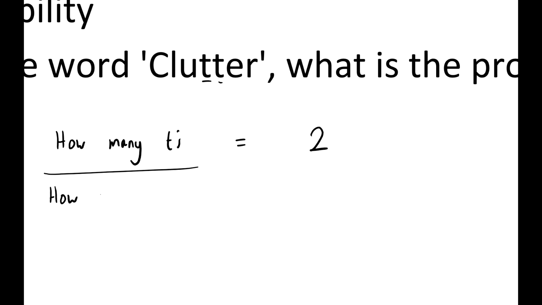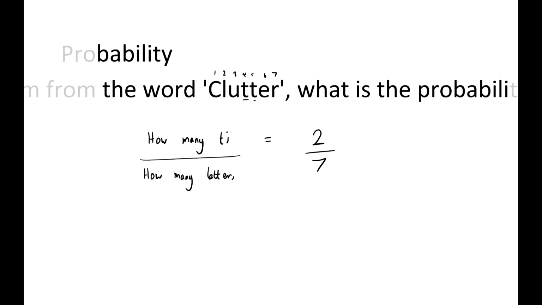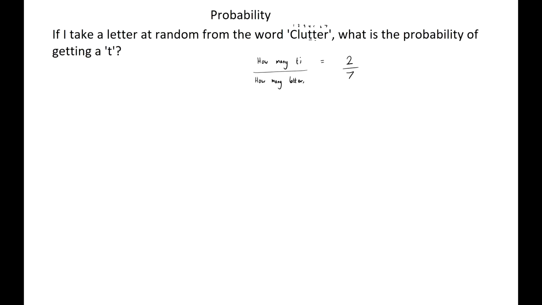In this case, how many options is how many letters I have. Let's count how many letters in this word. I've got 1, 2, 3, 4, 5, 6, 7. Therefore, the odds of getting a T, if I pick a letter at random, is going to be 2 out of 7 because there are 2 T's out of a total of 7 letters.